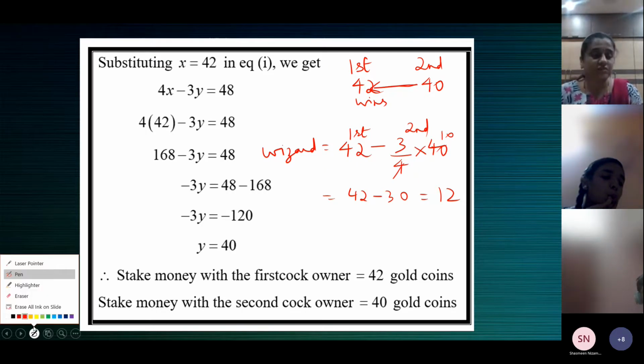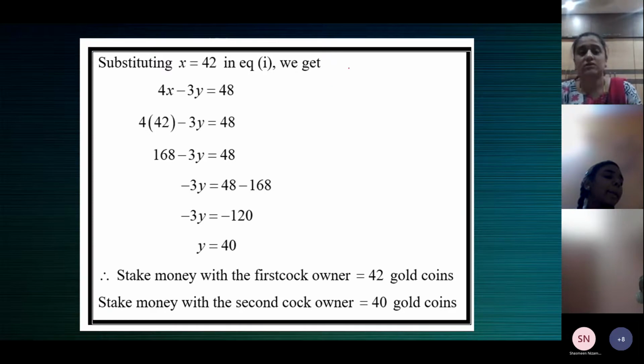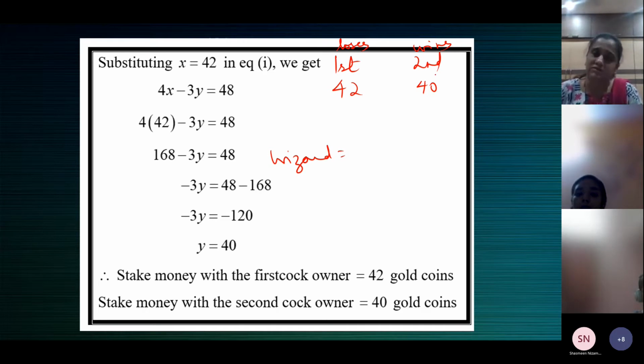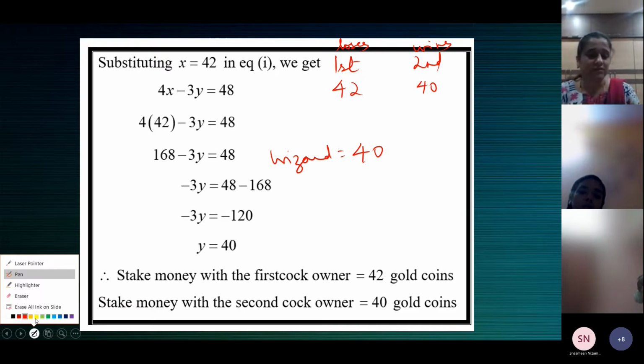If the second one wins, so the first owner has 42, the second one has 40, and if the second one wins, that is, the first one loses, the second one wins, whoever wins must give his entire stake money, that is 40, to the wizard. So the wizard will get 40 from the winner. We write it again.